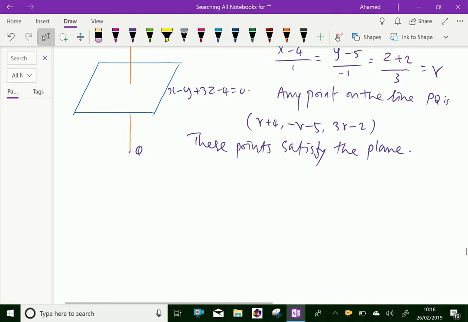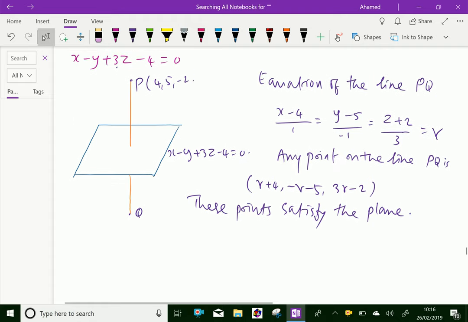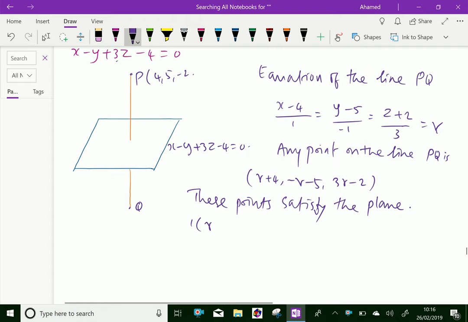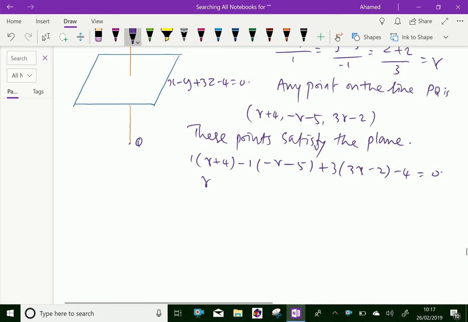Therefore, we can put the equation of the plane: x - y + 3z + d, that is 1 into (r + 4) minus (-r + 5) plus 3 into (3r - 2) minus 4 equals 0. Now you'll get r + 4 + r - 5 + 9r - 6 - 4 equals 0. r plus r plus 9r is 11r.